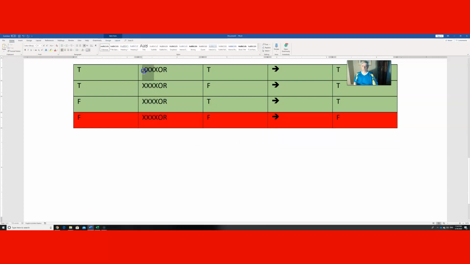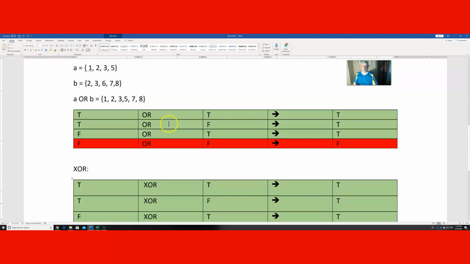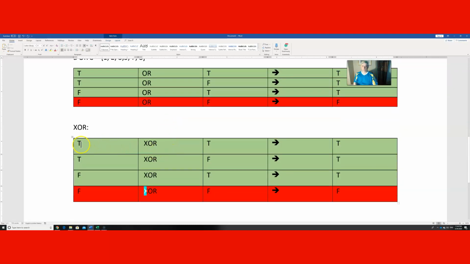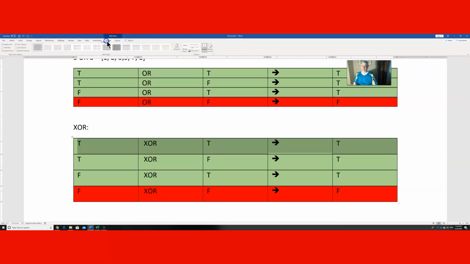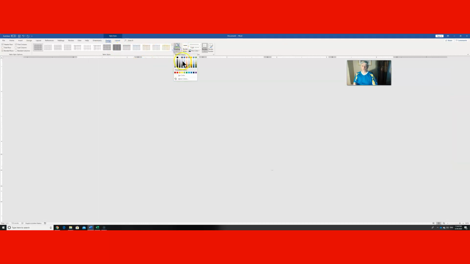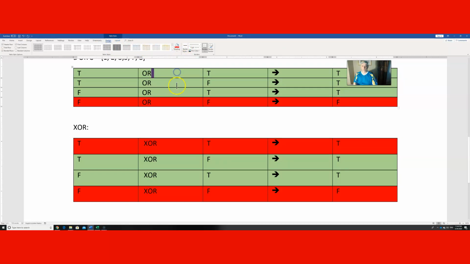I'm going to take 3 of those. Take 3 X's here, and take these 3 X's here. I was terrified by the fact that it's going to change every OR above. Anyway, let's go to the design and change this to red, because the only time we're going to get a true is when we have only one true of the two.